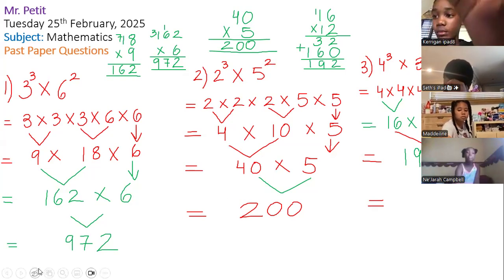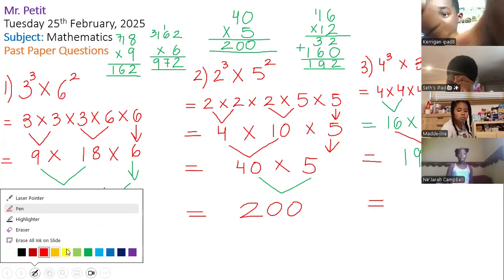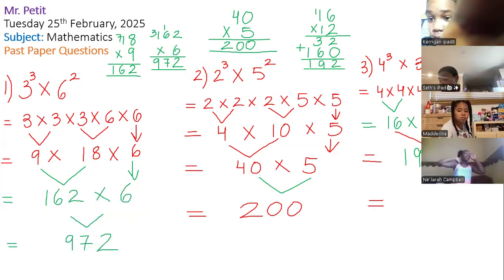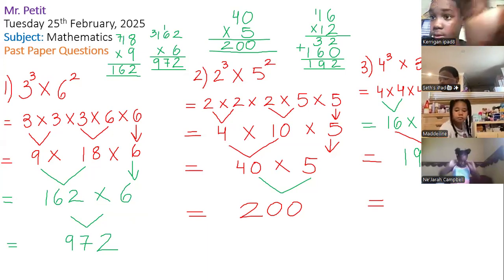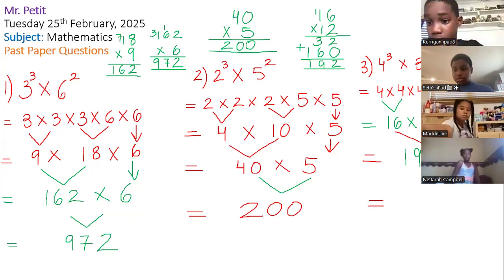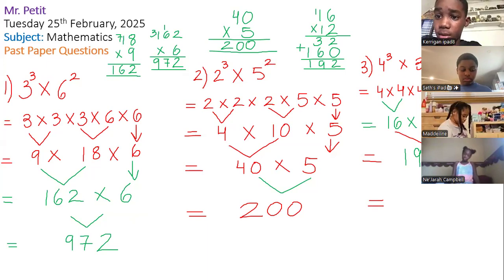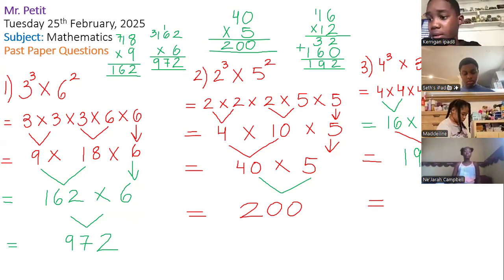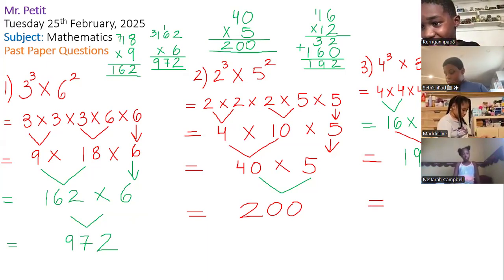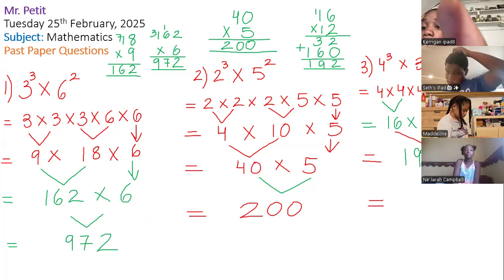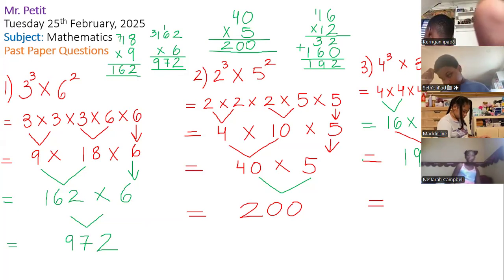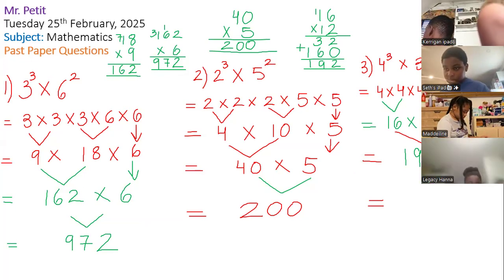So we have 192 multiplied by 3. So 1, 9, 2, multiplied by 3. 3 times 2 is 6. 6, very good. 3 times 9 is 27. Put the 7 down, put the 2 up. 3 times 1 is 3, plus 2 is 5. Very good.